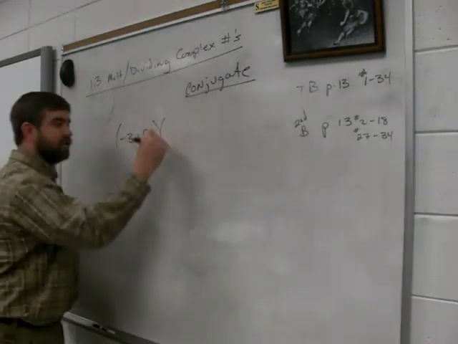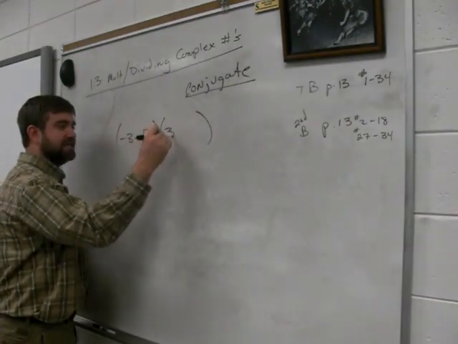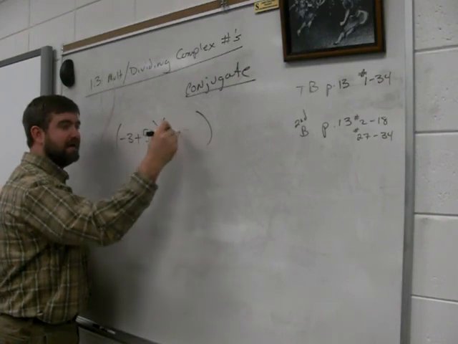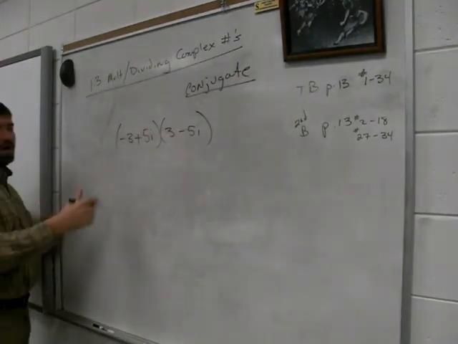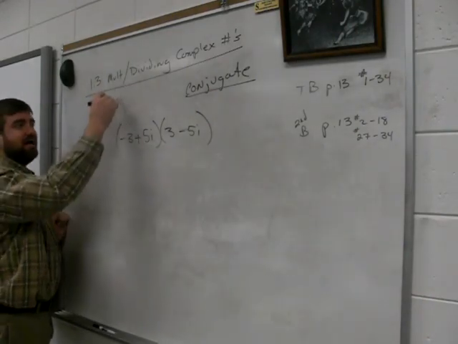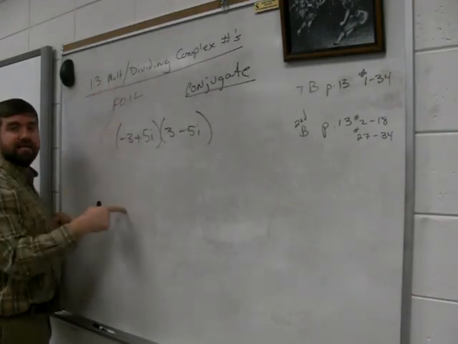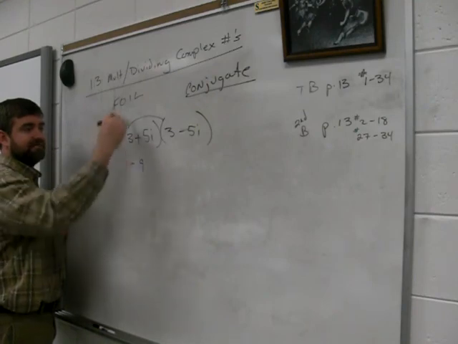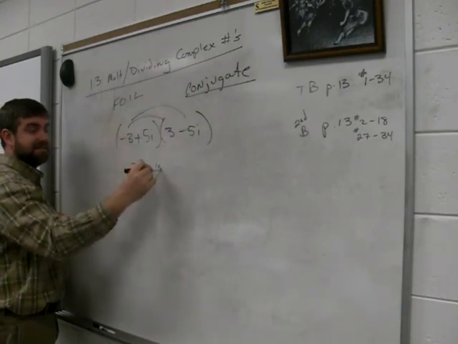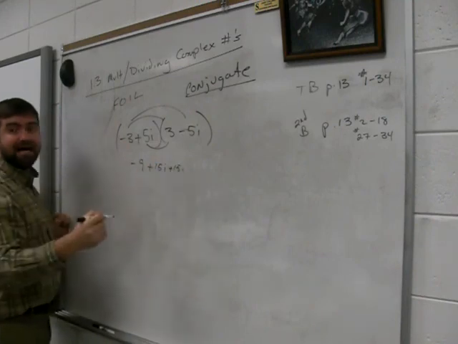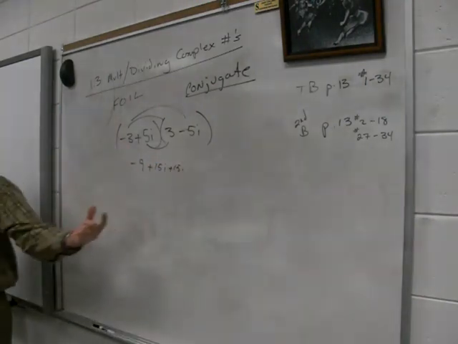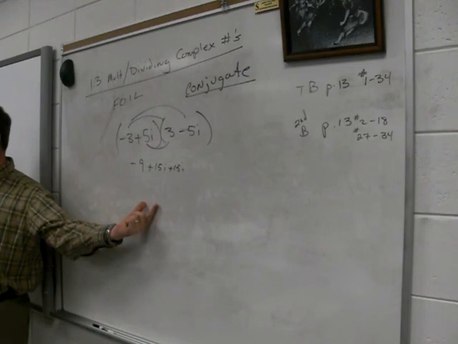Watch what happens. Let me just do the FOIL with it like this. First would give me negative 9. Outside would give me positive 15i. The inside would give me positive 15i, and so on. So what's wrong? It doesn't cancel out.